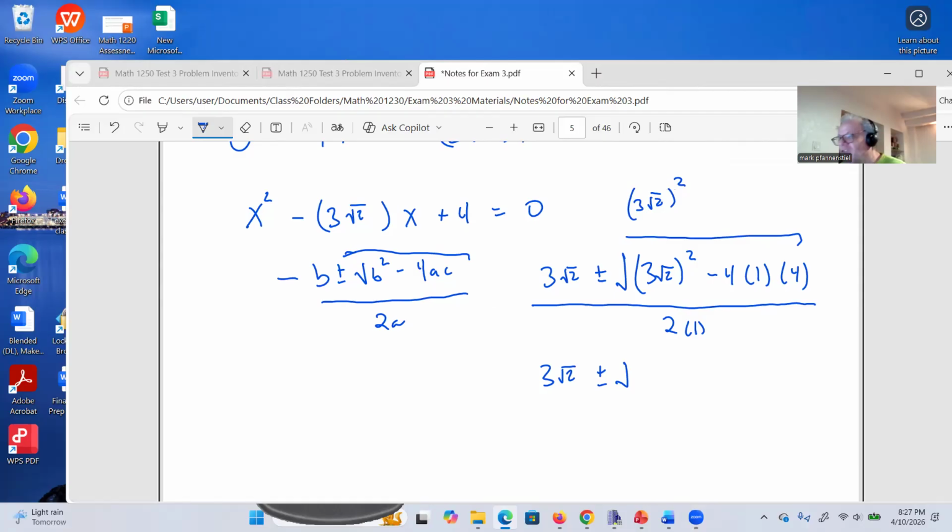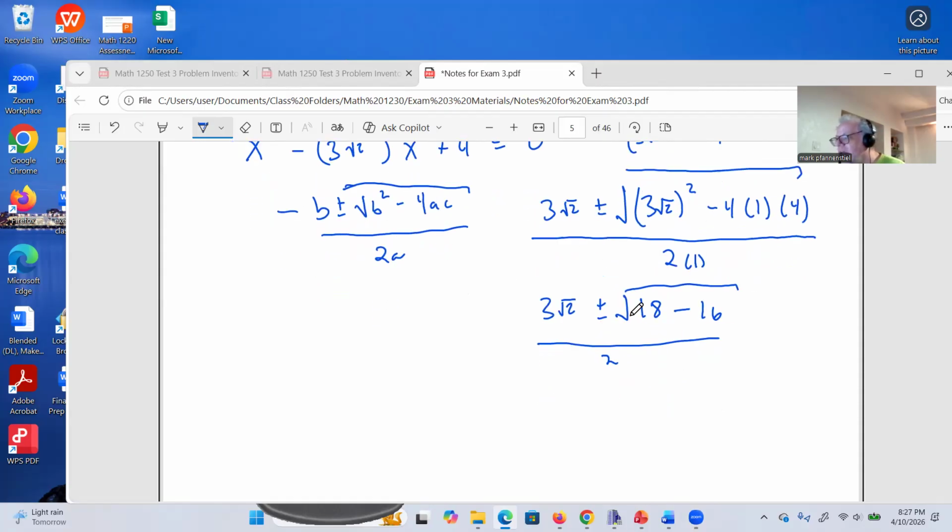You could type this on the calculator and press squared and be done with it, but we don't have to do it that way. So I'm going to say 3 squared is going to be 9, and the square root of 2 squared is going to be times 2. So we have 18 minus 16, 4 times 4 being 16, all over 2 sitting here. All right, so when we're done, we have 3 square root of 2 plus or minus the square root of 2, all over 2.